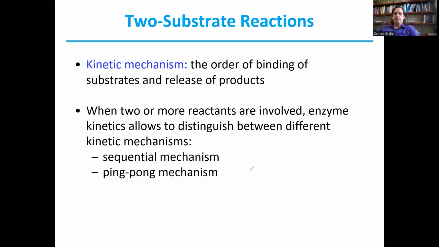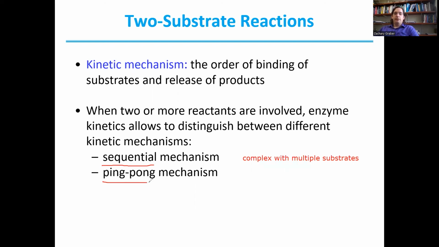In general, there are a couple of different mechanisms that we can use. We can either have a sequential mechanism, where our substrates bind in a certain order and then are released in a specific order. So for this mechanism, our key is that we have a complex with multiple substrates in it at the same time. So they'll all bind together and we'll get a multi-substrate complex at some point, and then they'll all be released to get our products.